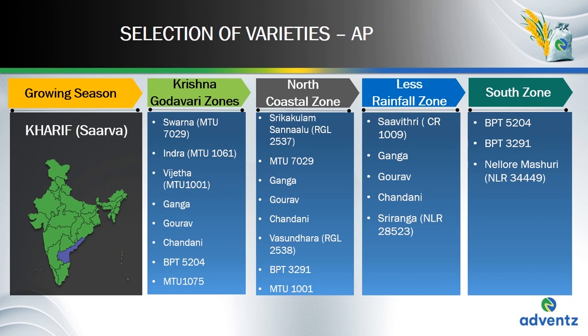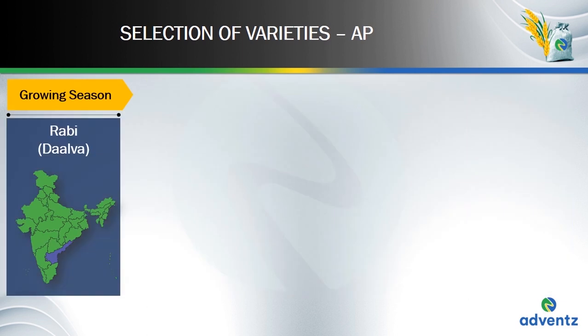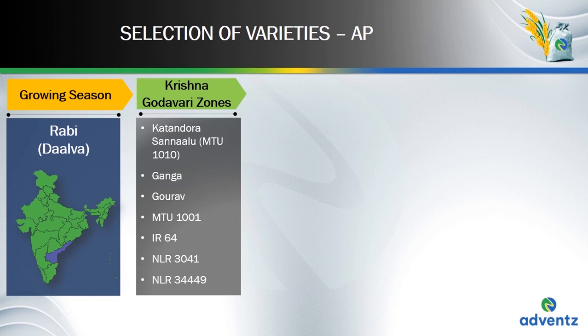Now we study all the important varieties in all the same zones which lie under the Rabi season or Dalwa. For the Krishna Godavari zones, for the rice crop which is grown in Rabi or Dalwa season, the important varieties are Katandora, Sanalu or MTU 1010, Ganga, Gaurav, MTU 1001, IR 64, NLR 3041 and NLR 3449.